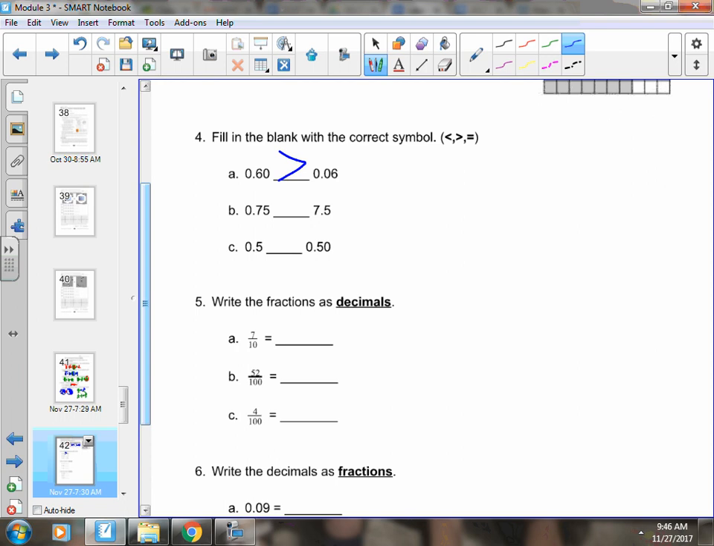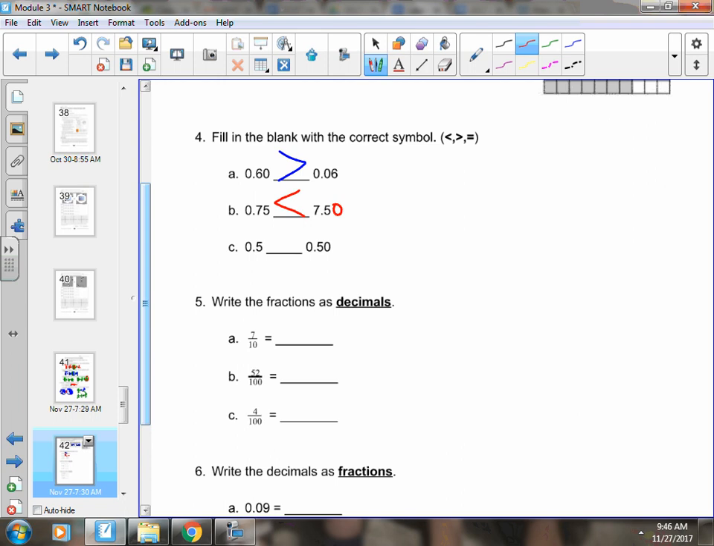Ooh, gosh, 75 cents versus, are you ready for this? Since the first one goes up to the 100ths place, put a 0. So this one goes up to the 100ths place as well. What's bigger, 75 cents or $7.50? $7.50 is bigger. The first one has a 0 in the ones place. The second one has a 7 in the ones place. So that second number is definitely bigger.